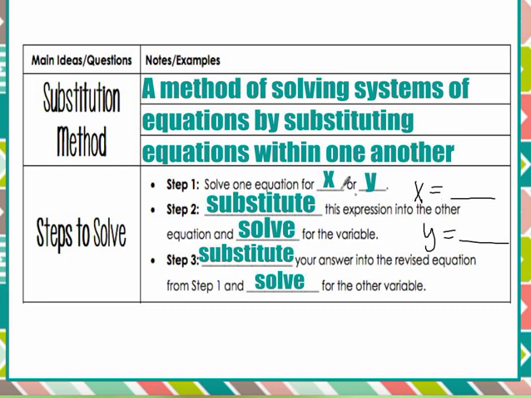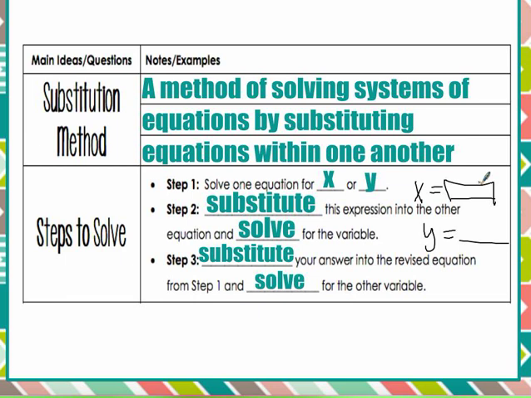Once I have that, I'm going to substitute the expression, whatever it is, into the opposite equation and solve for the variable. Step 3 is going to be to substitute the answer that I get for the first variable back into the opposite equation and solve for the opposite variable. So sometimes we'll understand what x is first and we'll plug that value back in to find y. Sometimes we'll end up solving for y first and plug that back in to find x.